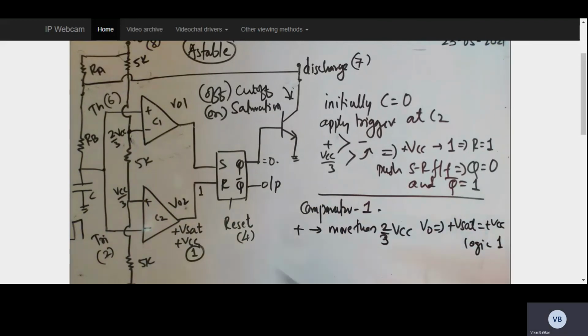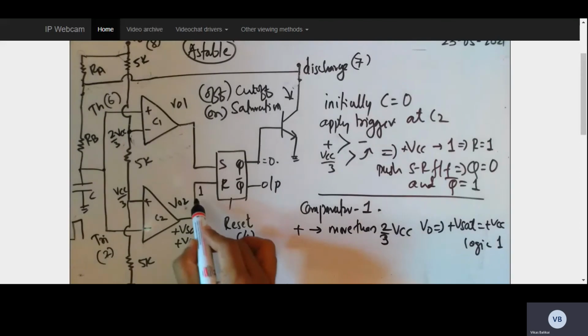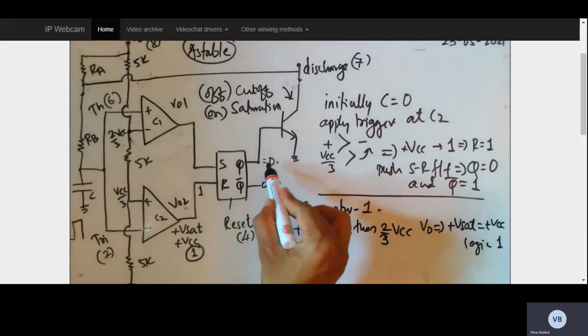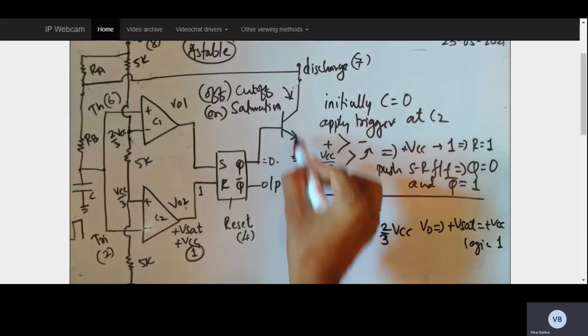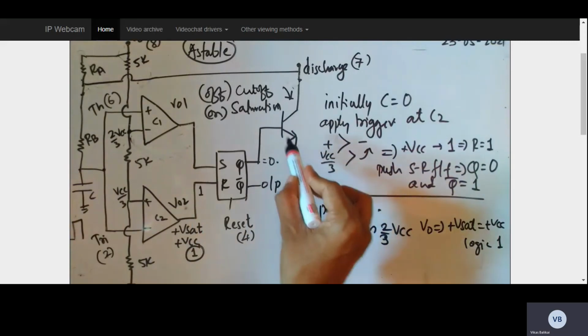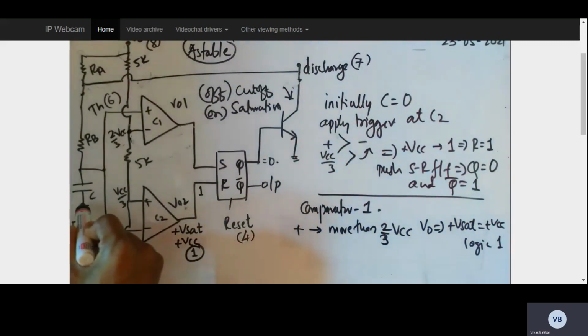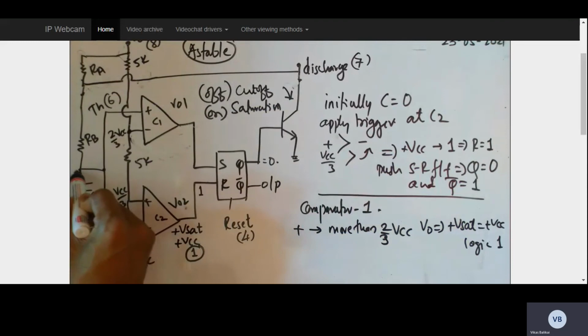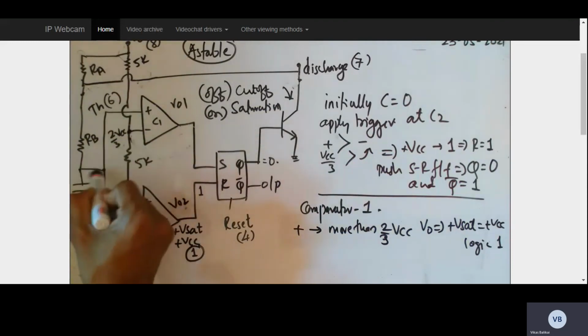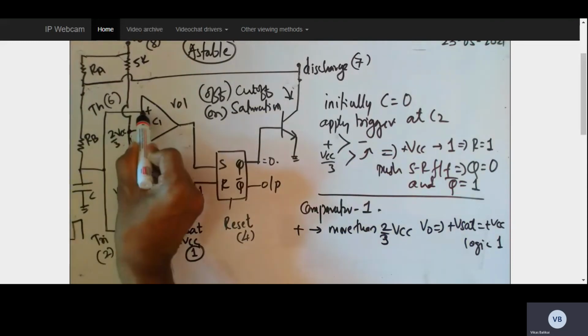So in this next phase, as soon as the capacitor charges, earlier the capacitor had a value of 0. At that point of time, R was 1, and accordingly I obtained Q equal to 0, and that made my transistor enter the cutoff state. As a result, this entire VCC got applied to the capacitor, and the capacitor started to charge through RA and RB. As soon as the capacitor starts to charge, one of its terminals is connected to the positive terminal of comparator 1.